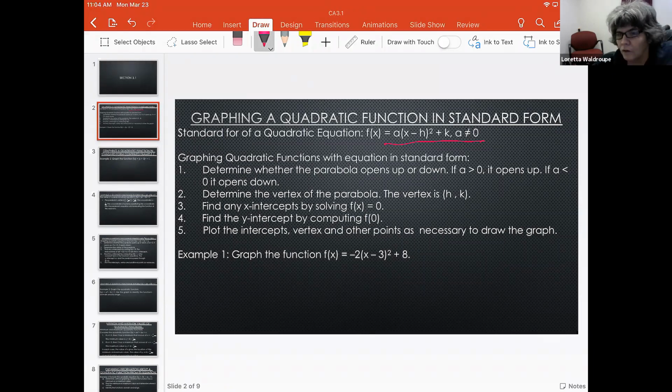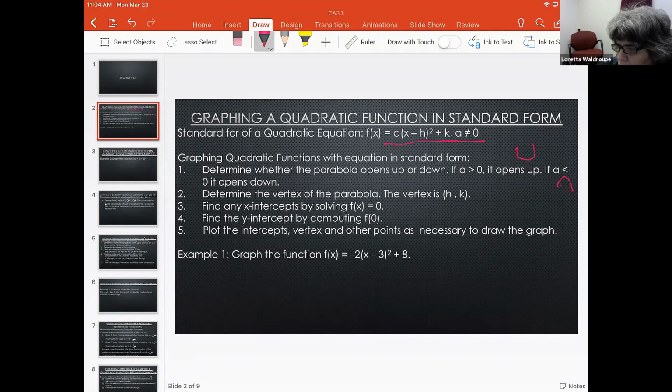When you look at this equation in standard form, step 1, you're going to be able to tell by looking at the equation if the parabola opens up or down. If a, or the number in front, is greater than 0, that parabola is going to open up like that. If a is less than 0, that parabola is going to open down. So it's going to look like that.